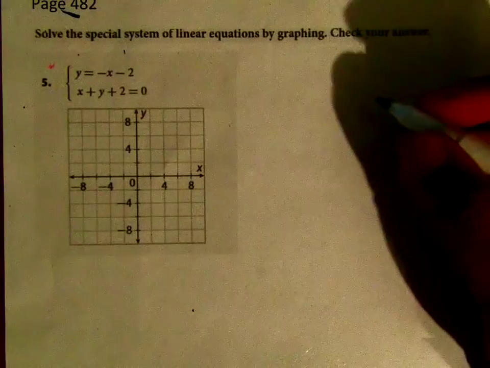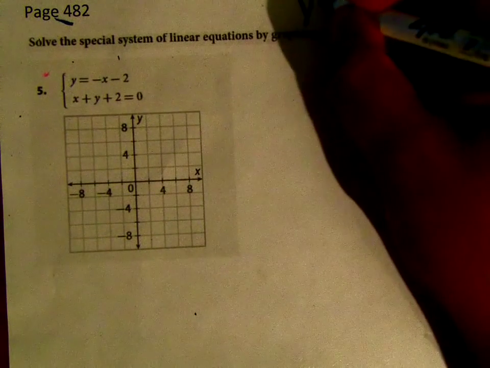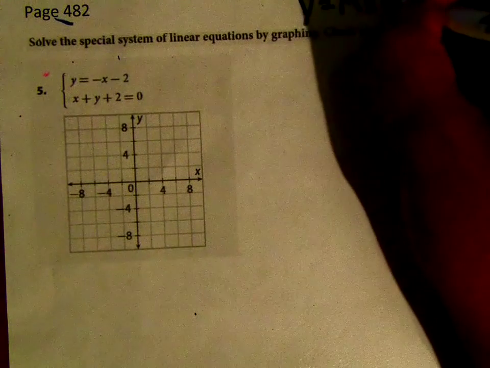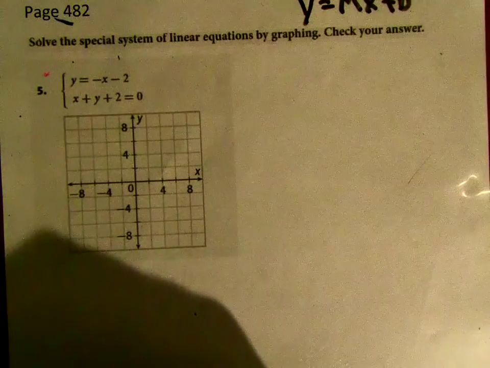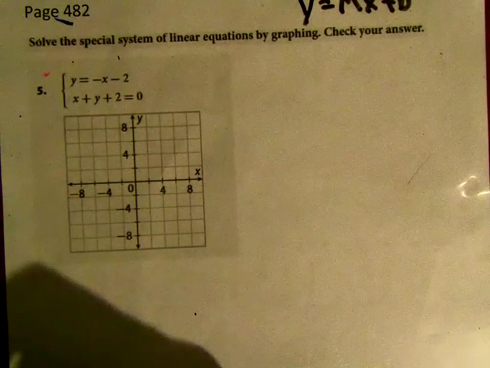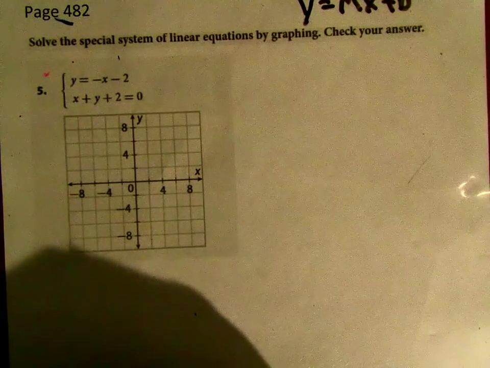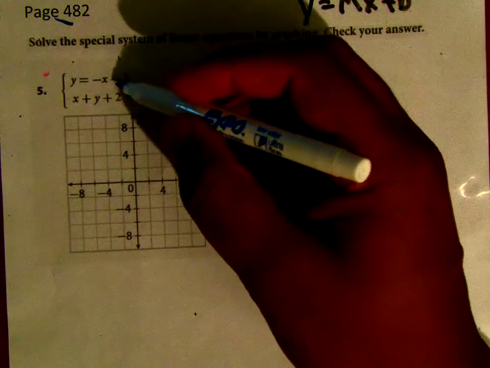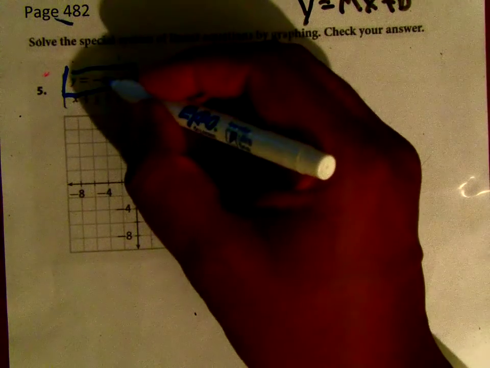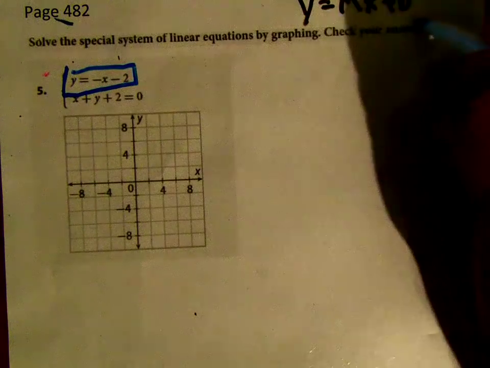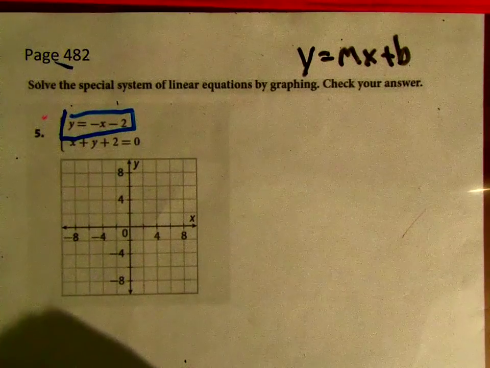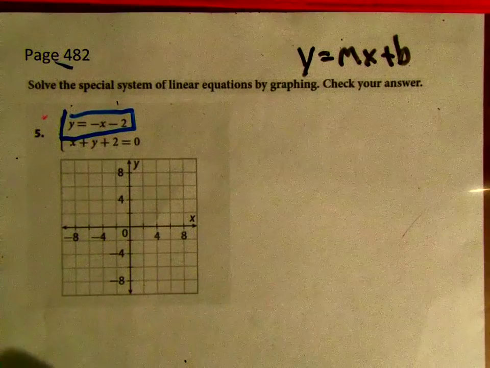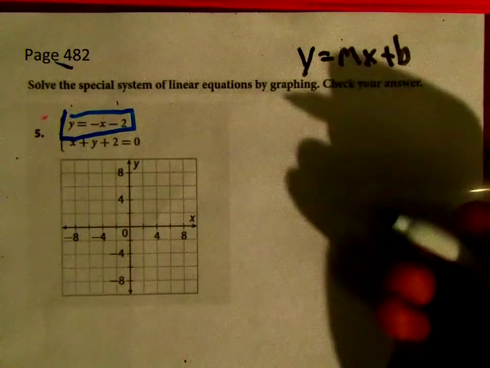So remember, we want to make sure we have it in y equals mx plus b. That's our first step. And then the next step is to graph it. And then last step, see where it crosses. So looking at this first example here, we got y is equal to negative x minus 2. It's already in y equals mx plus b format. So all we have to do now is just go ahead and graph it.